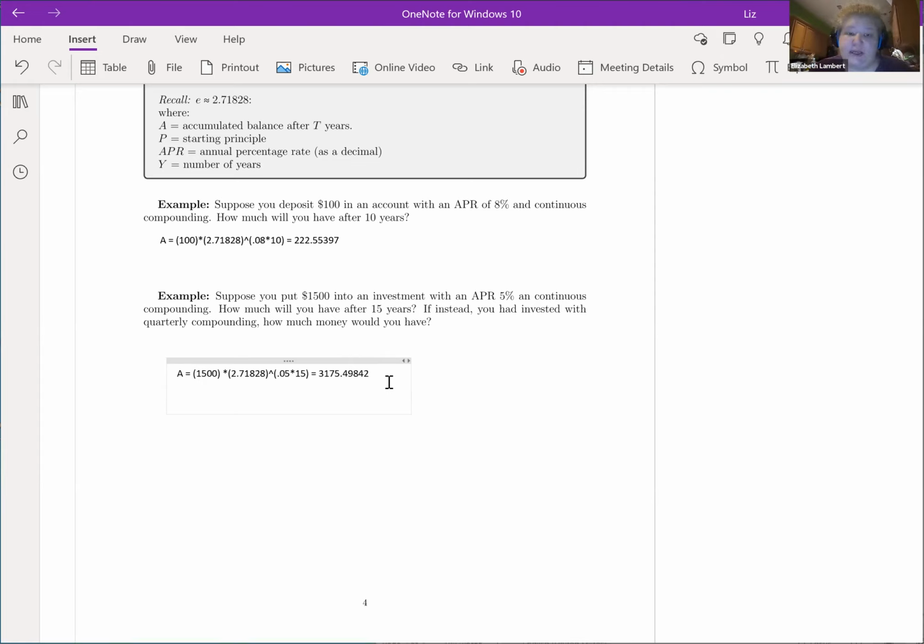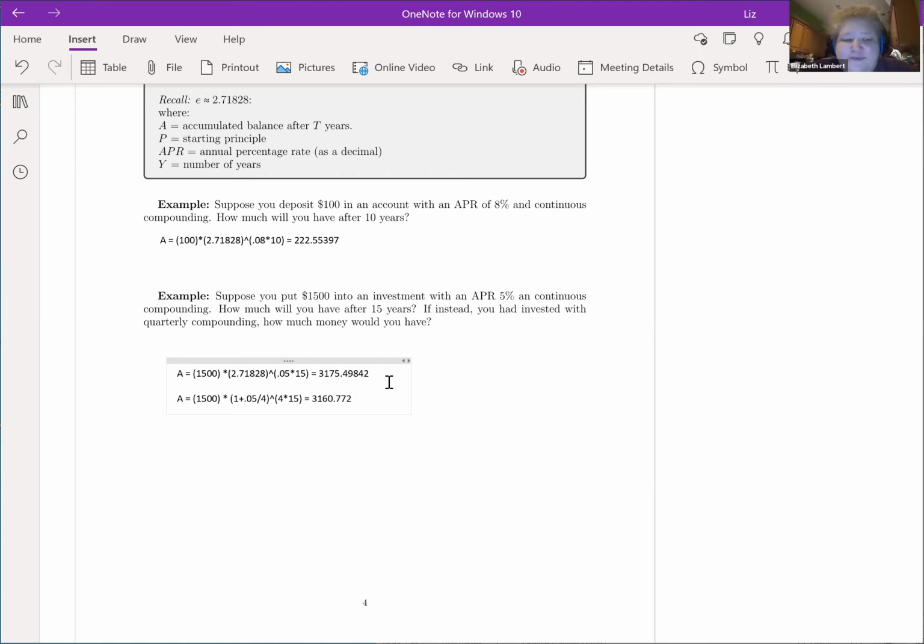Now let's see what happens if we do it quarterly instead. So we still have the 1,500. Now instead of the 2.718, I'm going to put in my 1 plus my interest rate 0.05 split 4 times a year for the quarterly. And then this is going to get raised to the 4 times per year times 15 years. 3160.772.